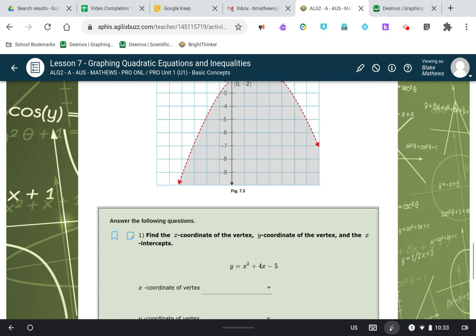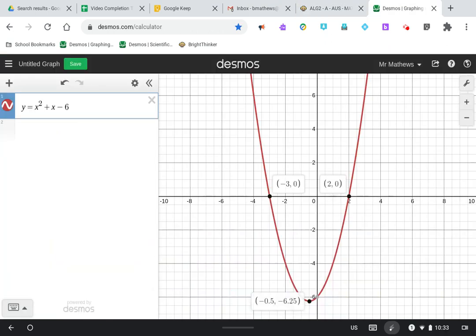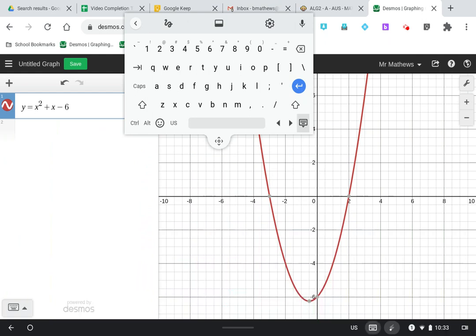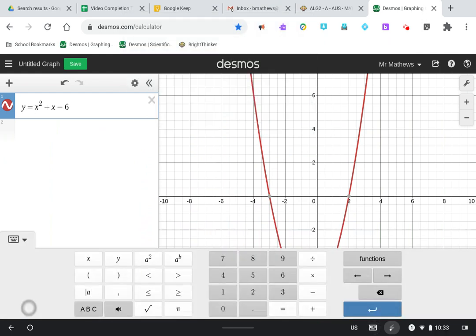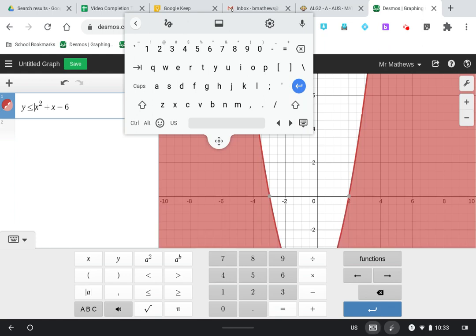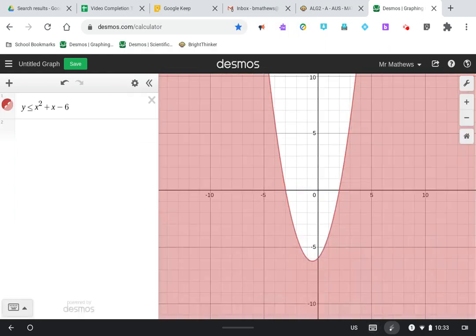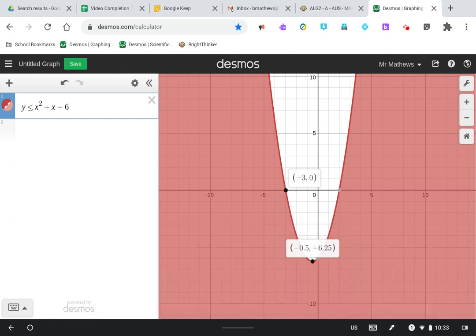The other thing in this lesson is quadratic inequalities. An inequality really is just if I were to go in here and change this to less than or equal to, now I have a quadratic inequality graph. All the points are the same, we still have the points that we talked about earlier, but we have shading now.